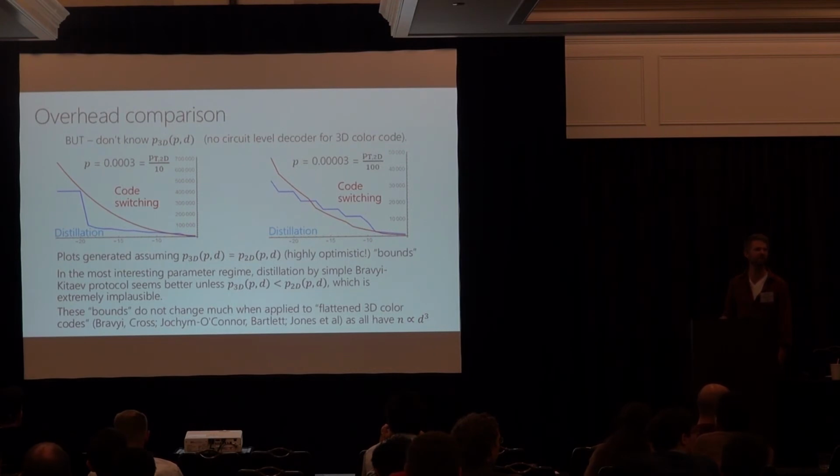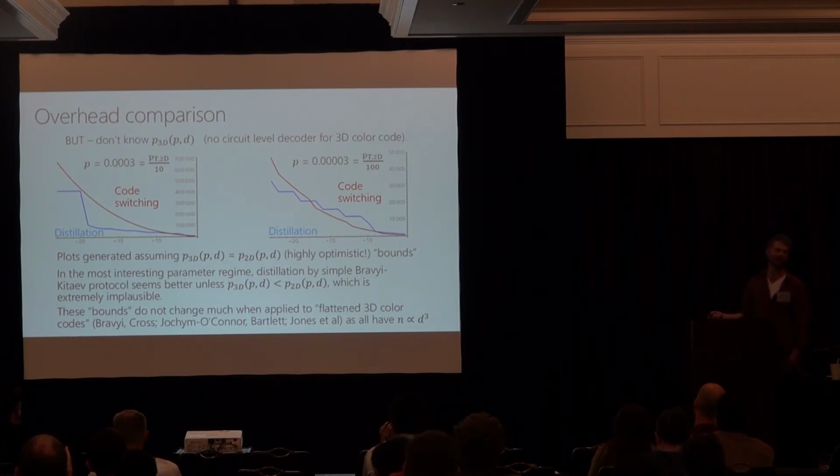What are the axes? Oh, sorry. That's very bad. This is the number of qubits, and this is the log base 10 of the desired error rate of the magic state. Yeah, sorry.